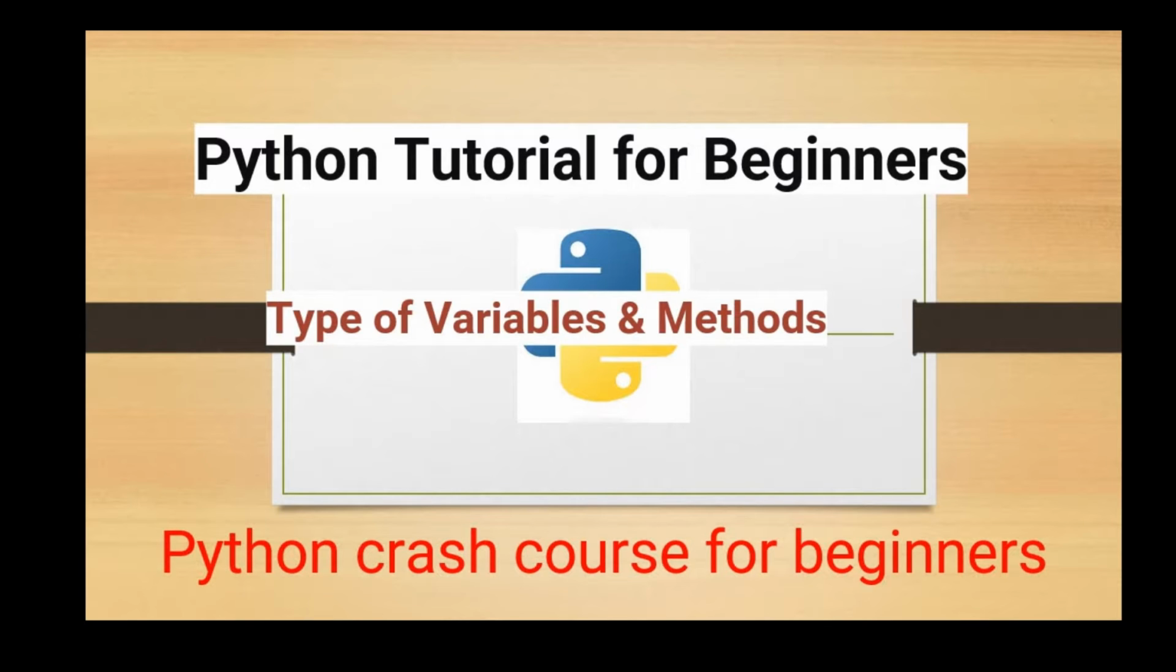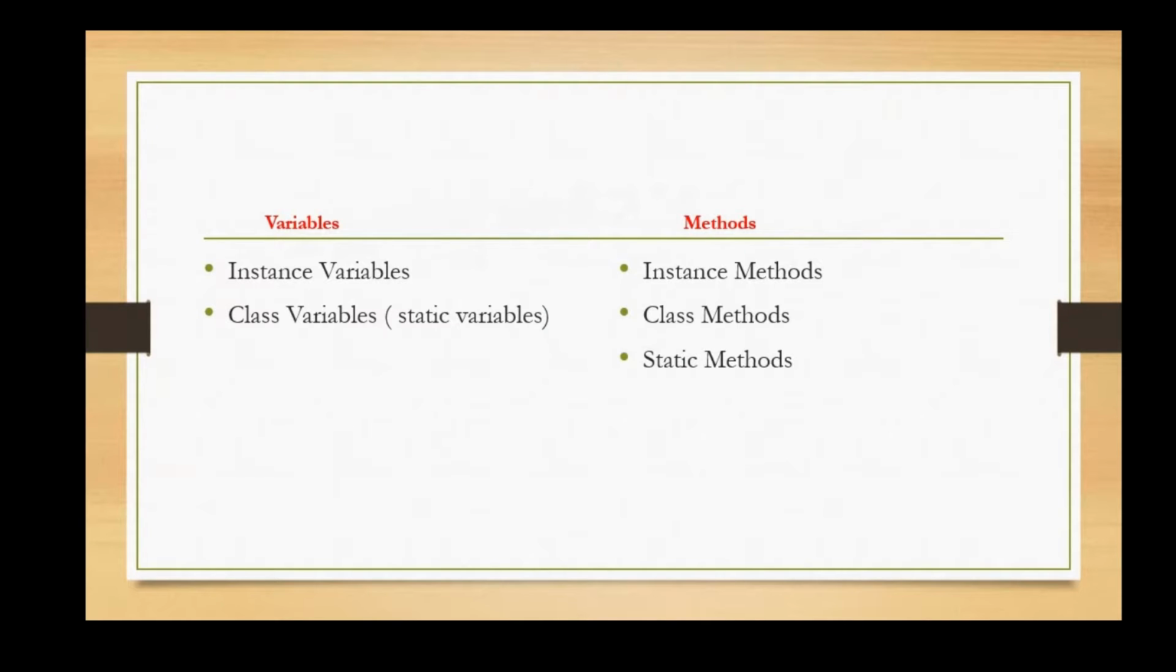Hello everyone. In this video, we are going to discuss the types of variables and methods which we have in Python. If we talk about the variables, we have two types of variables called instance variable and class variable. We call them static variables as well.